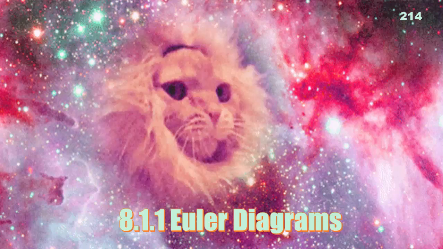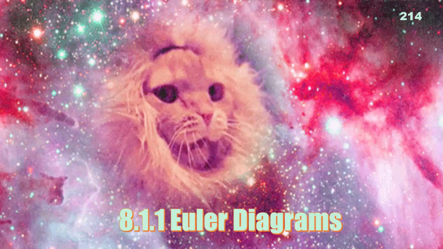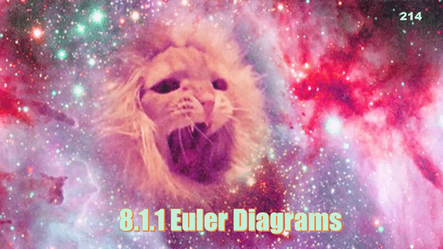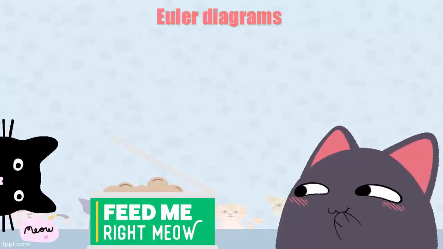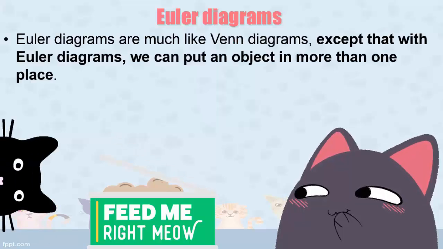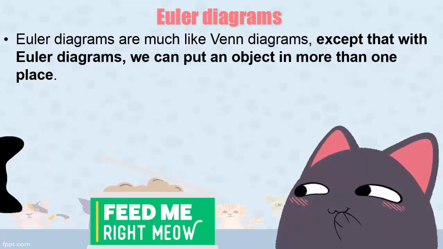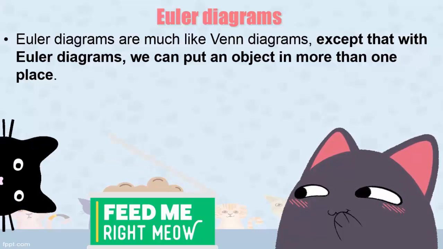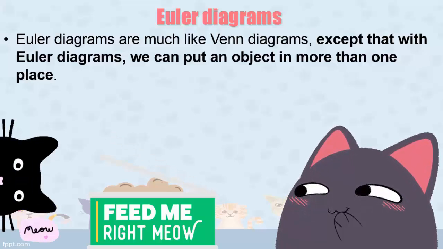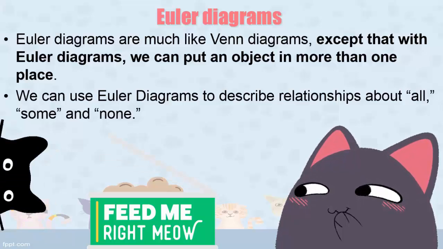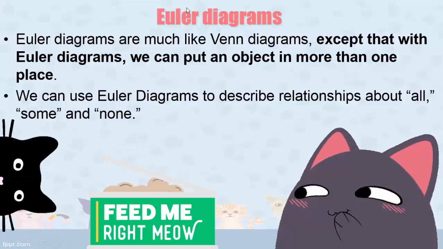In this lesson, we're going to learn about Euler diagrams. Now, I mentioned Euler diagrams earlier when we were talking about Venn diagrams. Well, Euler diagrams actually preceded Venn diagrams, and Euler was before Venn. But Euler diagrams are much like Venn diagrams, except in Euler diagrams, we can put objects in more than one place. If you recall, in Venn diagrams, we can only put something in one place. So we can use Euler diagrams to describe relationships about all, some, or none.